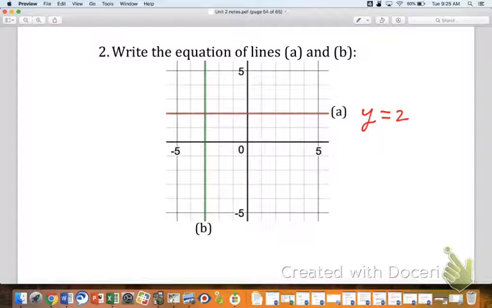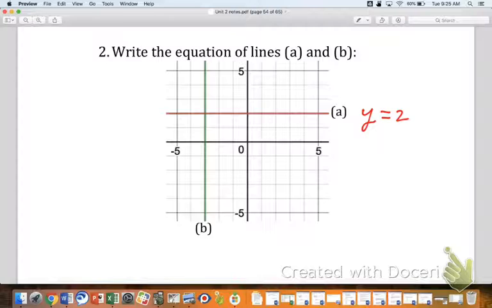Yep. Where'd you come up with that? Yeah, what were your thoughts? I saw if it was a vertical or horizontal line, and it was horizontal, so then I went up 2 on the y-axis, and I got 2. But why? Yeah, so I definitely understand your reasoning for the 2, but why was it y equals 2? Because it was a horizontal line, and horizontal lines always just equal y, right? Nice. Okay.